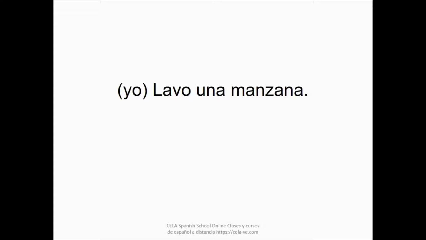In the sentence lavo una manzana, my action is directed to an object. Yo lavo algo. I wash something. Algo is una manzana. When I wash myself, I use the reflexive pronoun. In this case, the verb would be lavarse. And for the first person, it is me lavo.